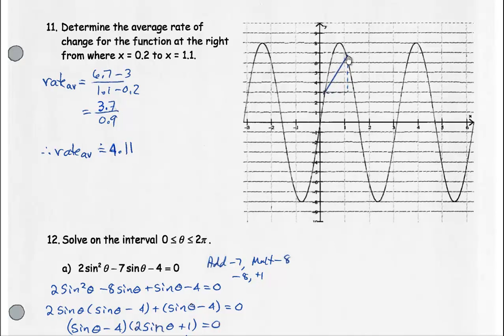So the y-coordinate there is a little more than halfway from 6 to 7, so I estimated it at 6.3. The y-coordinate there is about 3. And then the x-coordinates are 1.1 and 0.2, and you're subtracting. So that would be 3.7 divided by 0.9, to get a little over 4. So about 4.11 is the average rate of change from this point to this point.